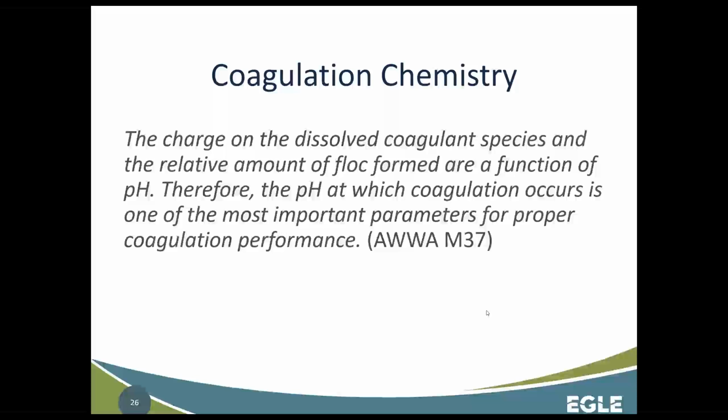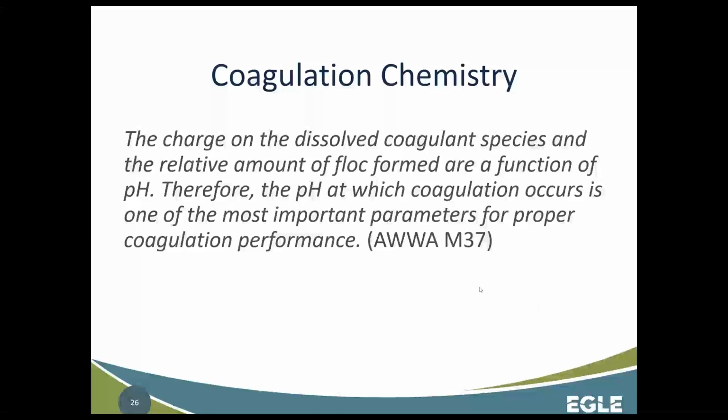So the charge on the dissolved coagulant species and the relative amount of floc formed are a function of pH. Therefore, the pH at which the coagulation occurs is one of the most important parameters for proper coagulation performance. Now we're getting into it: coagulation is the foundation of the treatment process, and having the right pH is one of the key foundational aspects of being able to optimize your coagulation. And the pH of your source water very well may impact your choice of what coagulant chemical to use.